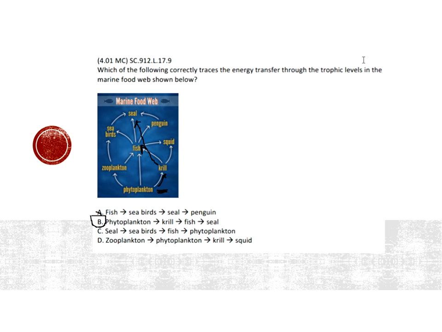Seal is also not correct because, again, that's at the very top, so it's not going to be the start. We don't start at the top and work our way down. Then D is not correct because if you look, zooplankton is actually going to be above the phytoplankton. So that's not correct either because we would go from phytoplankton to zooplankton, not the other way around. Okay? Any questions on that one?